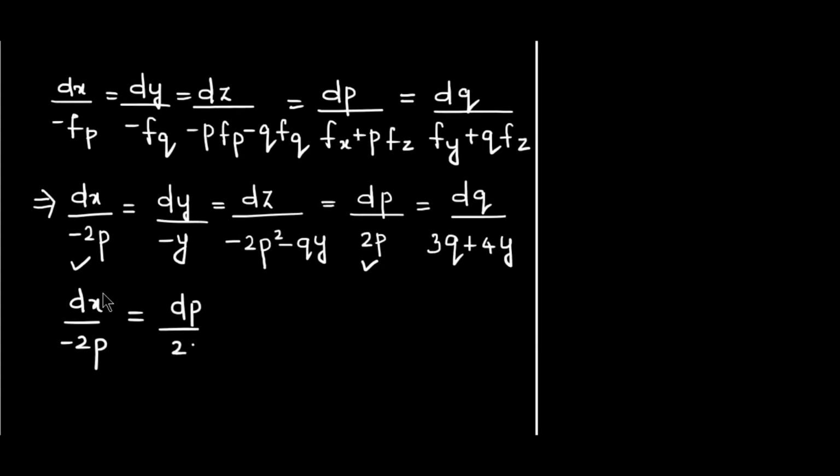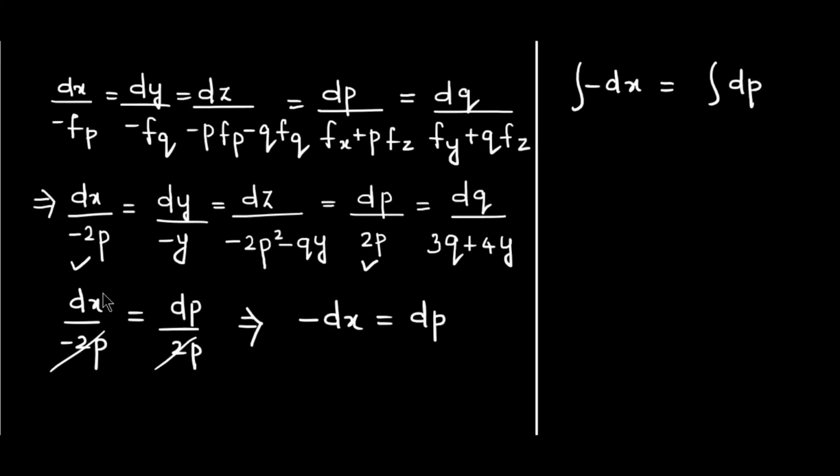equal to dp by 2p. You can cancel the common terms on both sides. So you will get minus dx equal to dp. Since the variables are already separated, you can integrate this further. So integral of minus dx equal to integral of dp, and the integral of a constant is constant into variable, so minus x, and I am adding an integrating constant, say a. Here also the variable is p, so I am writing p. Now we have got p as a minus x.